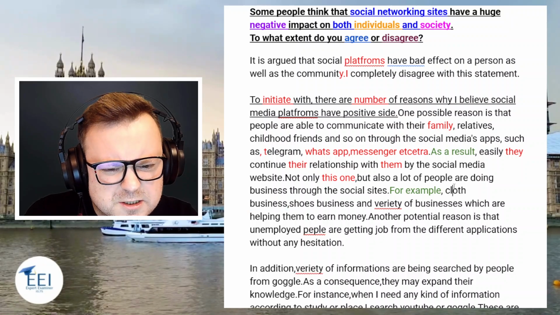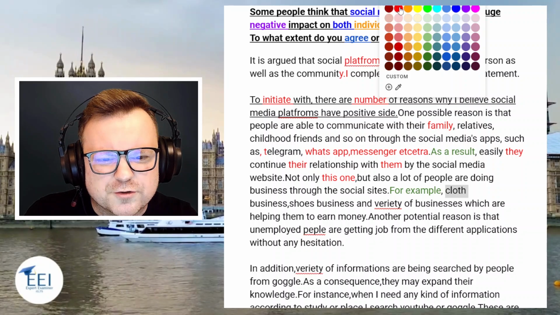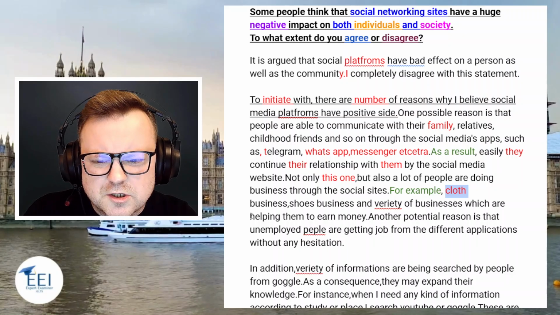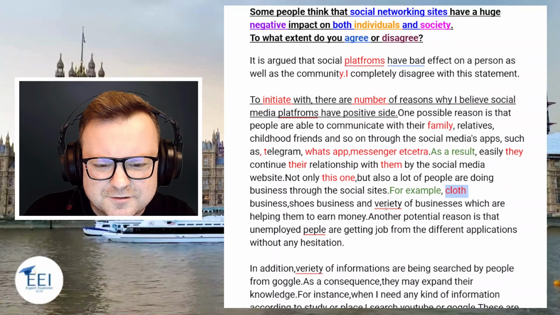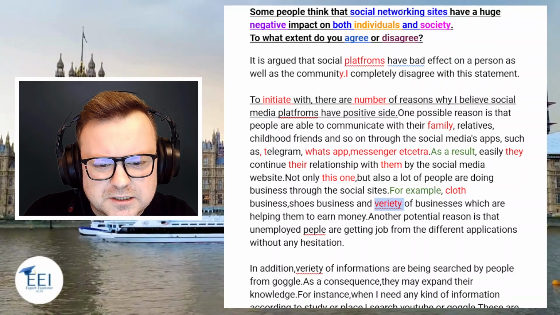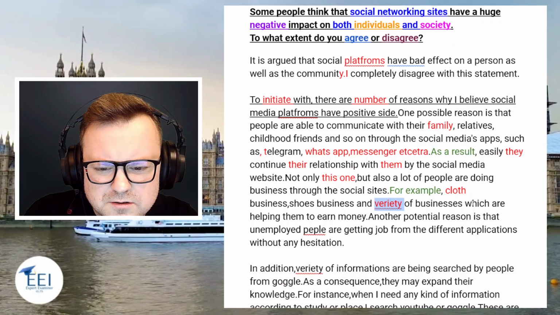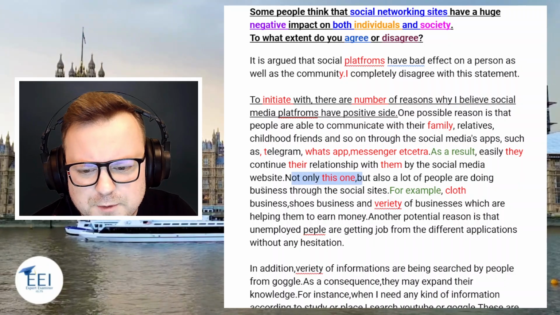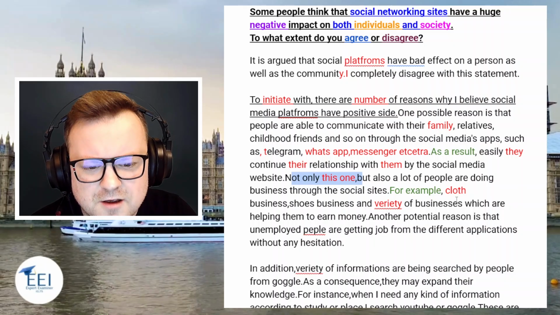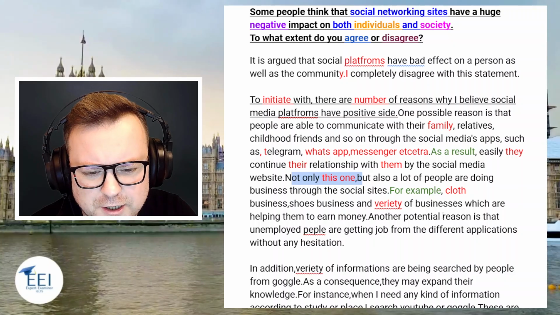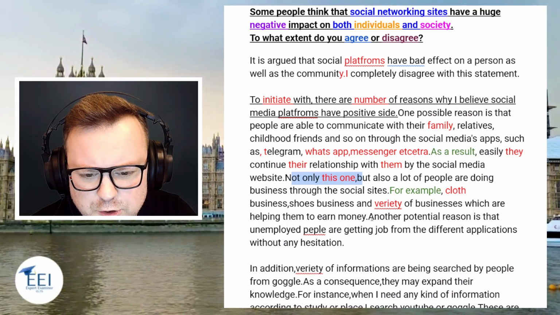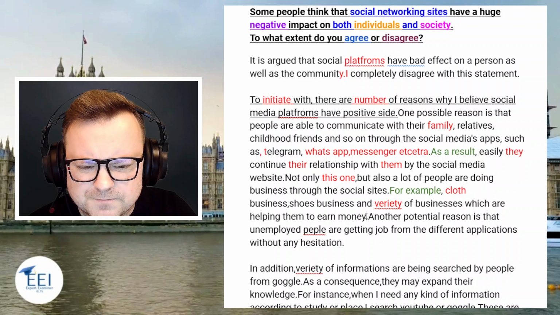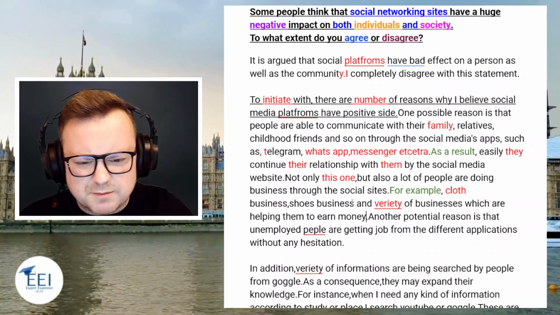Clothing, clothes business maybe. I don't know if you're really talking about cloths, are you? Like the things we hold in our hand to clean things? Or are you talking about clothes? Shoes business and variety. So misspelling of variety of businesses. Okay, so trying to make sense of this. Not only this one, but also a lot of people are doing business through the social sites. For example, cloth business, shoe business, and variety of businesses which are helping them to earn money. Not sure what the main verb in this is, so I'm just confused by that.